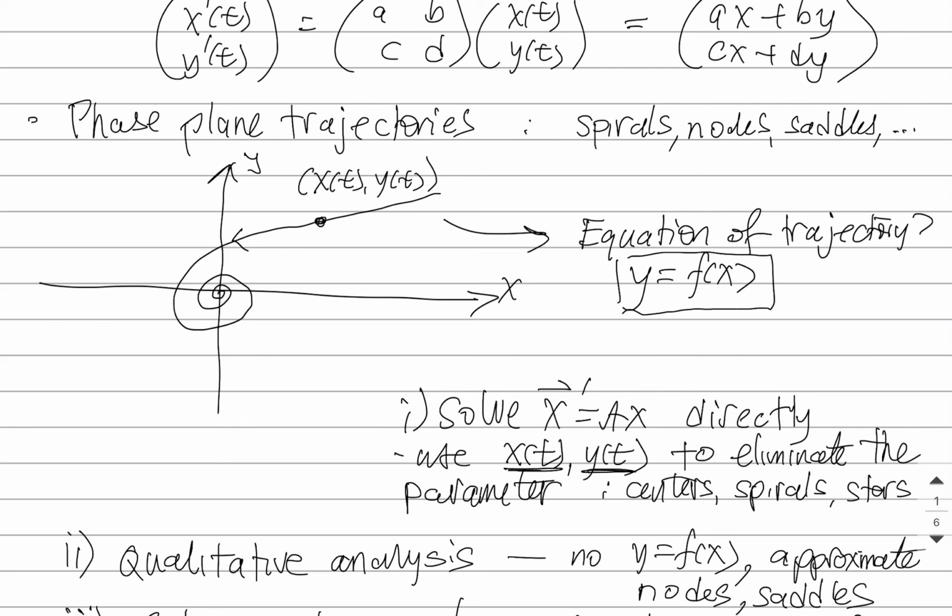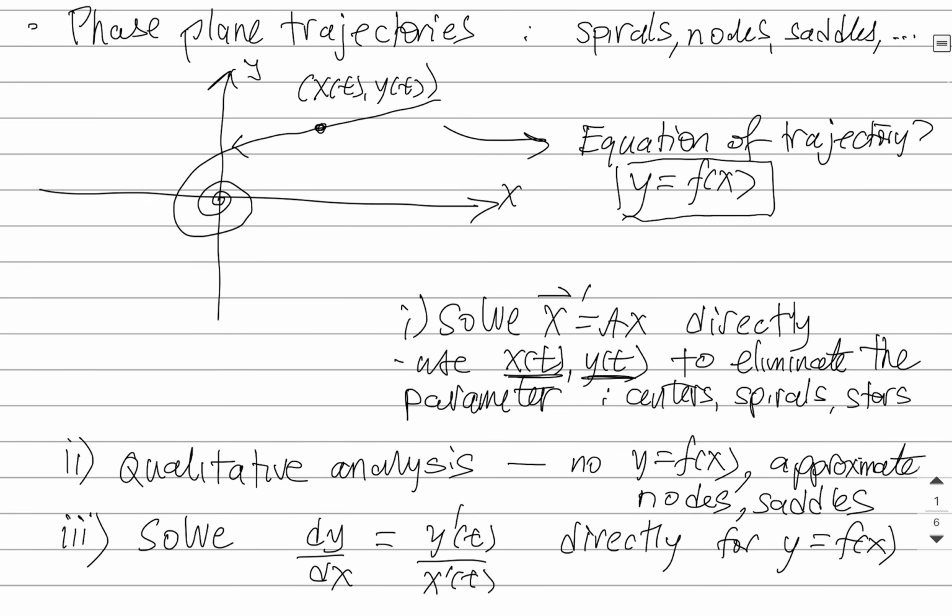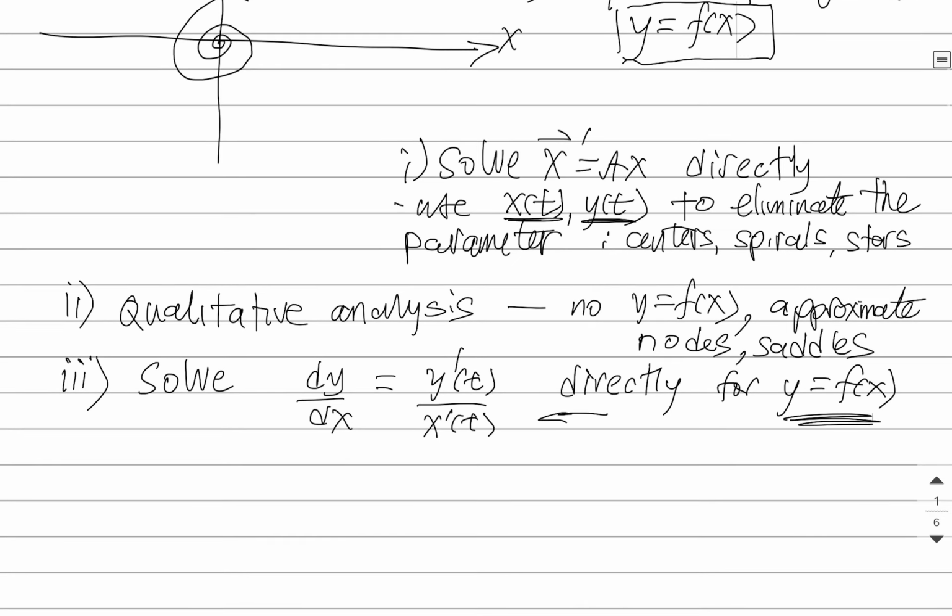A third option, though, is using something from calculus. Now, if we use something from calculus, we can remember that equations for x and y, they are parametric equations. And that means by the chain rule, we can solve for this y equals f of x directly. We would have to solve this particular first order differential equation. Now, from the system, we know what x of t and y of t are. So from the system, what we would end up getting would be (cx plus dy) over (ax plus by).